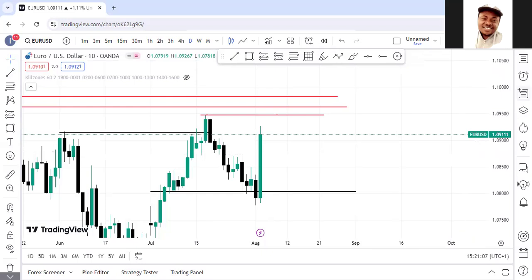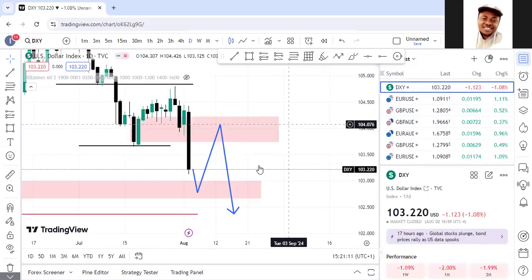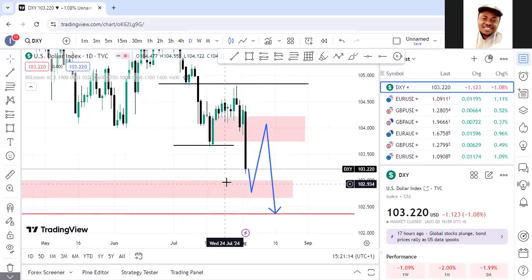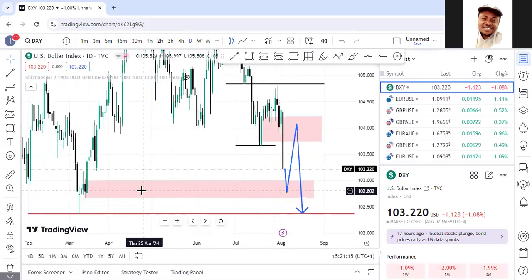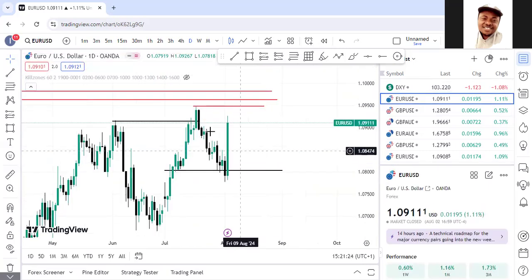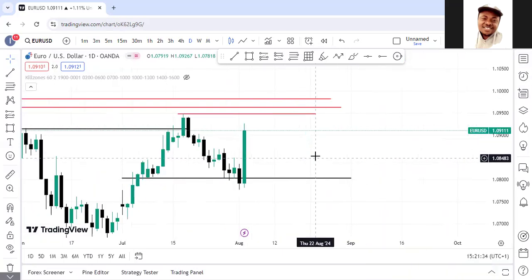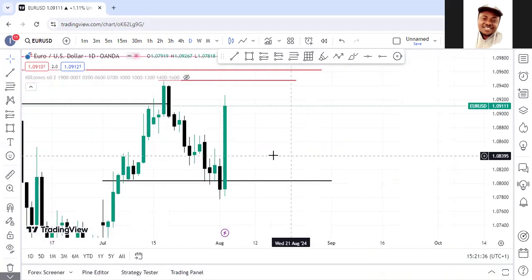And as we have analyzed on DXY, we have seen that we have a close by PDRA on DXY, which is this daily order block. Which means if we are expecting price to come into this order block before a retracement to the upside, then we should expect the Euro USD also to clear this buy side liquidity before retracing back into the internal range. And then what is the internal range liquidity that we can expect price to come into?